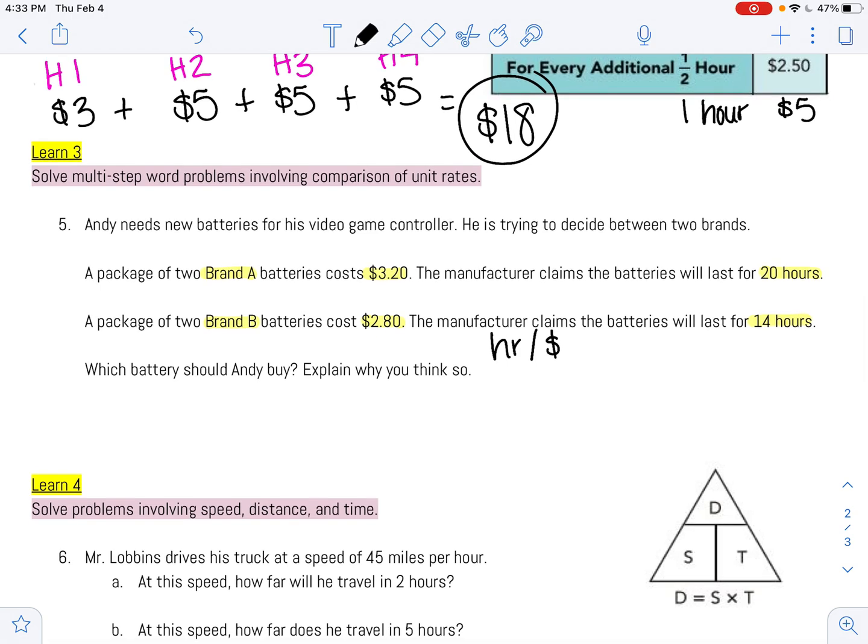So let's find our unit rates here for both brand A and brand B. So brand A, we have 20 hours for $3.20. If I divide 20 by $3.20, battery A is going to last 6.25 hours for $1.